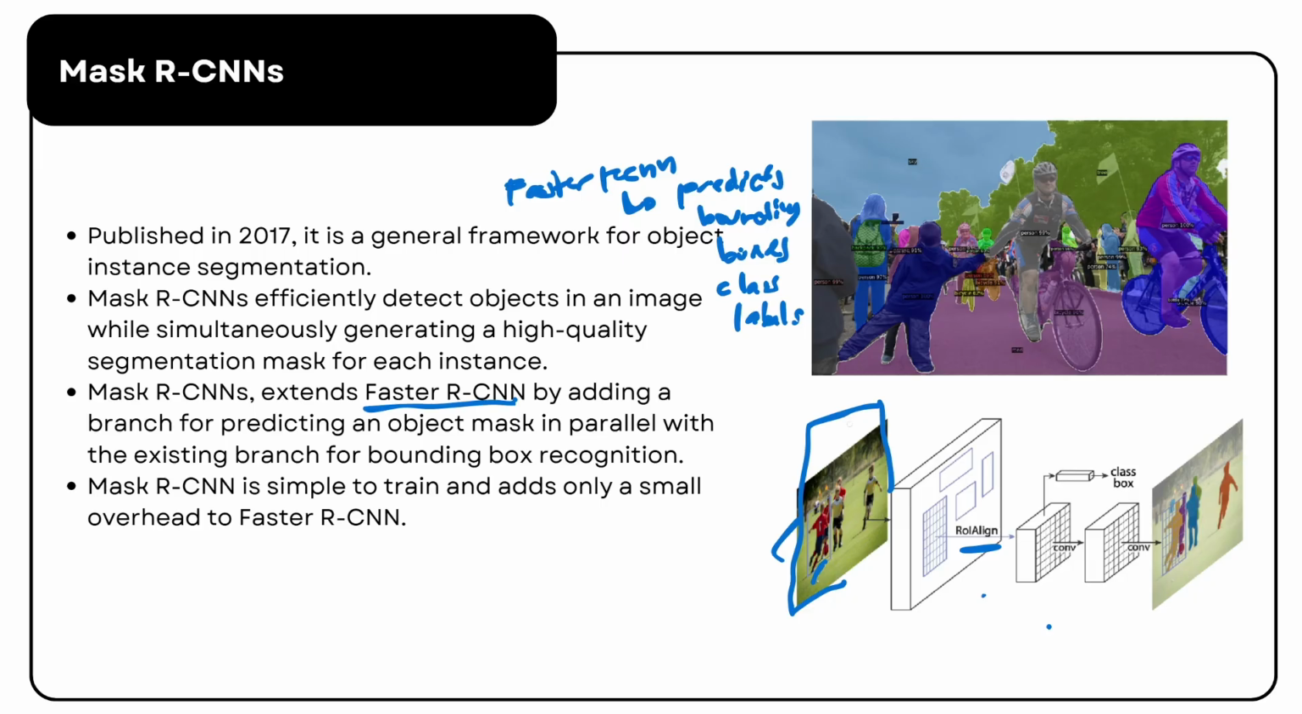So despite this additional functionality, Mask R-CNN is relatively simple to train and doesn't add too much computational overhead. As you can see in the image, each person and bike in the scene is selected with its own class and colored mask shown in its shape. So that's the power of instance segmentation.